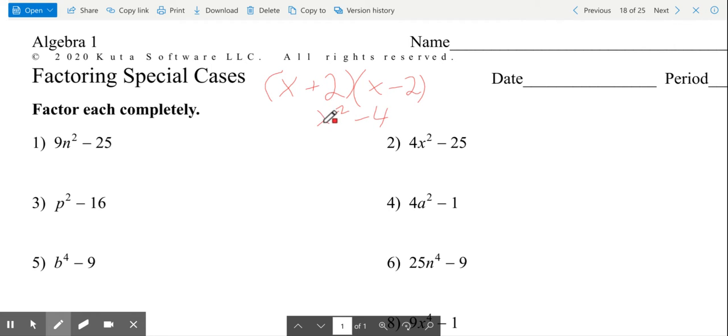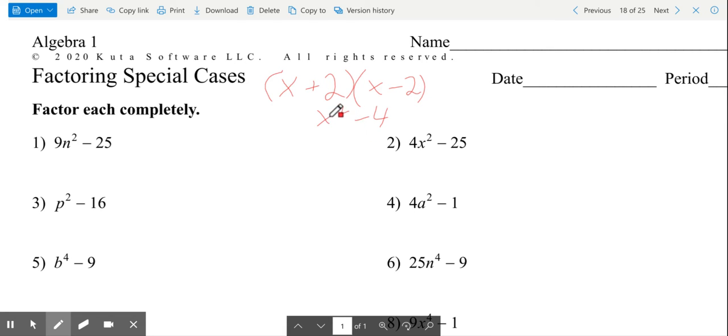Then when I factor, I'm going to have two parentheses, just like always, but they're going to be the same, except one is going to have a plus and one's going to have a minus. And the thing in front is going to be the square root of this one. So the square root of x squared is just x. And the square root of 4 is 2.